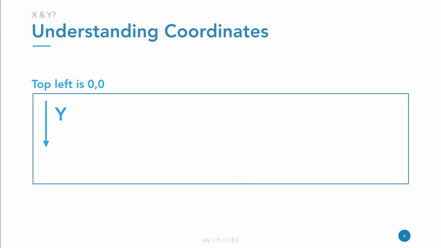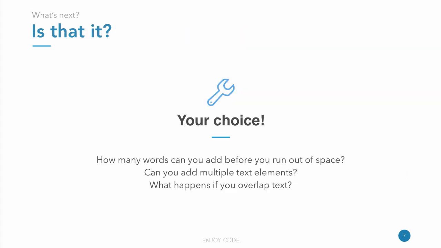So we did it. We have Hello World. And you might say, well, is that it? Well, that's up to you. So you can change the word. You can try to figure out how many letters can you add in there before you run out of space. What happens if you put too many letters in there? Does it make a new line or does it just run off the page? Try it out, see what happens.